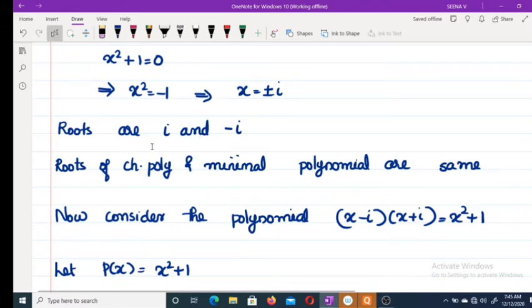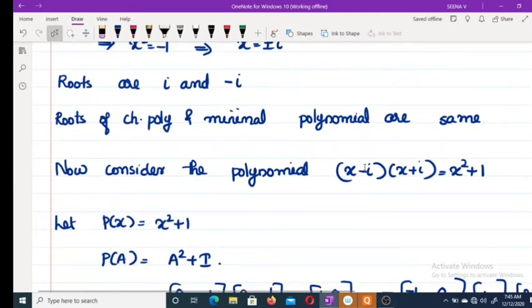We have a result: the characteristic polynomial and the minimal polynomial have the same roots except for the multiplicities. So x equal to i and x equal to minus i must also be roots of the minimal polynomial for A. Clear? These are characteristic roots, therefore these are also roots of the minimal polynomial. So if you consider the polynomial (x minus i)(x plus i), which is equal to x square plus 1, this is the possibility for the minimal polynomial. But we have to check whether this is the minimal polynomial.